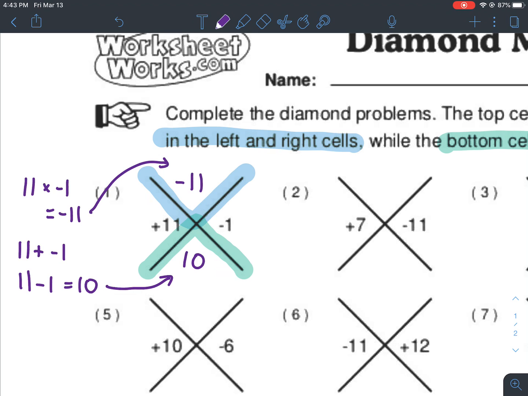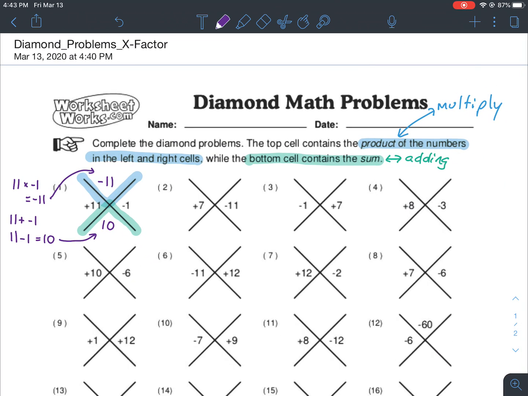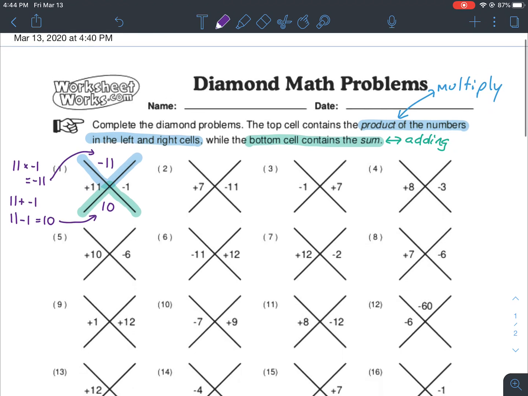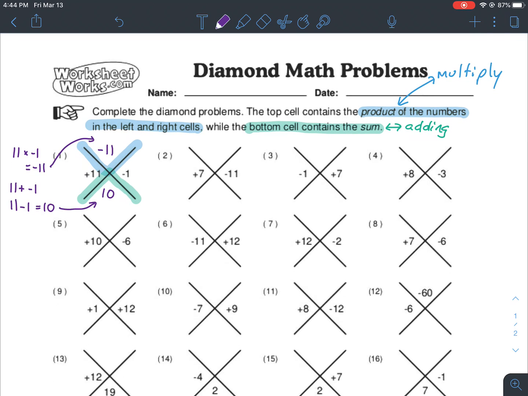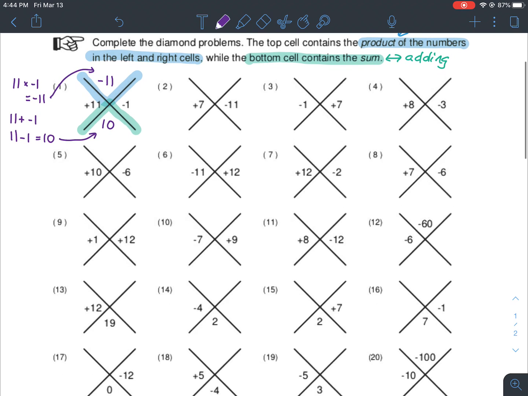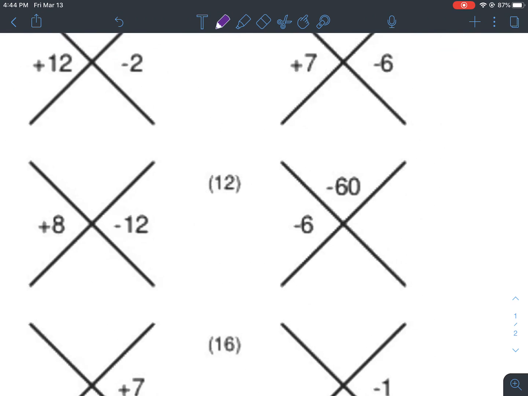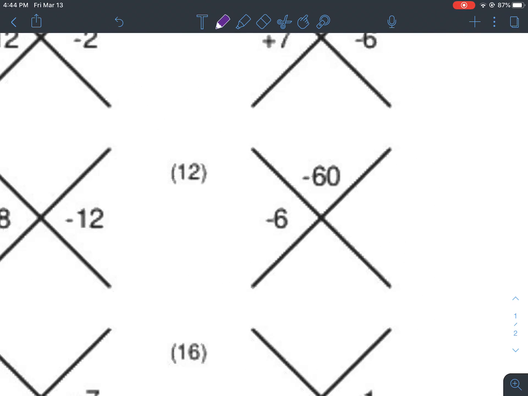So again, we multiply the left and the right to get the top. We add the left and the right to get the bottom. You've got several examples like that, questions 2 through 11. When we get to question 12, I have one side number and one top number. Our rule was that this top number came from multiplication.